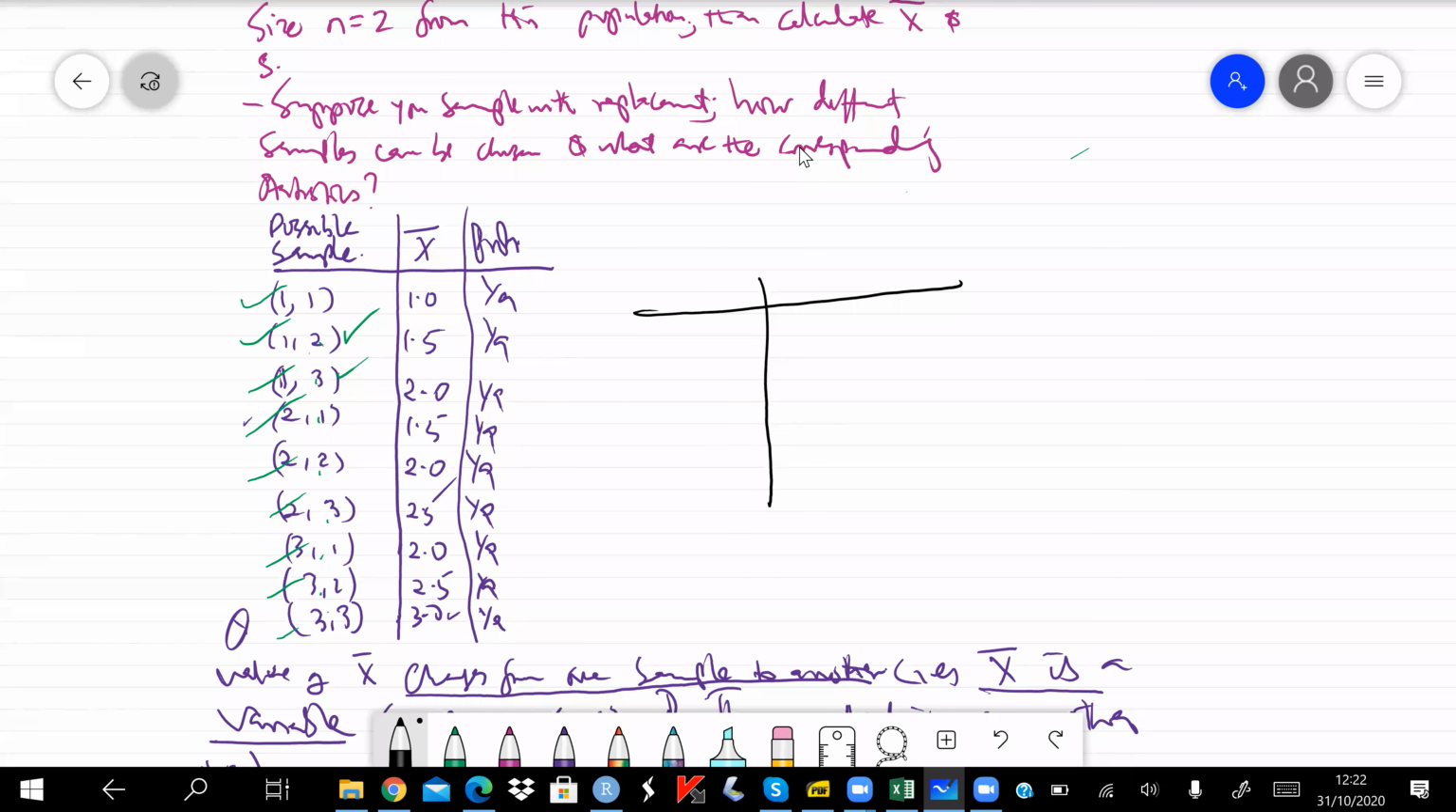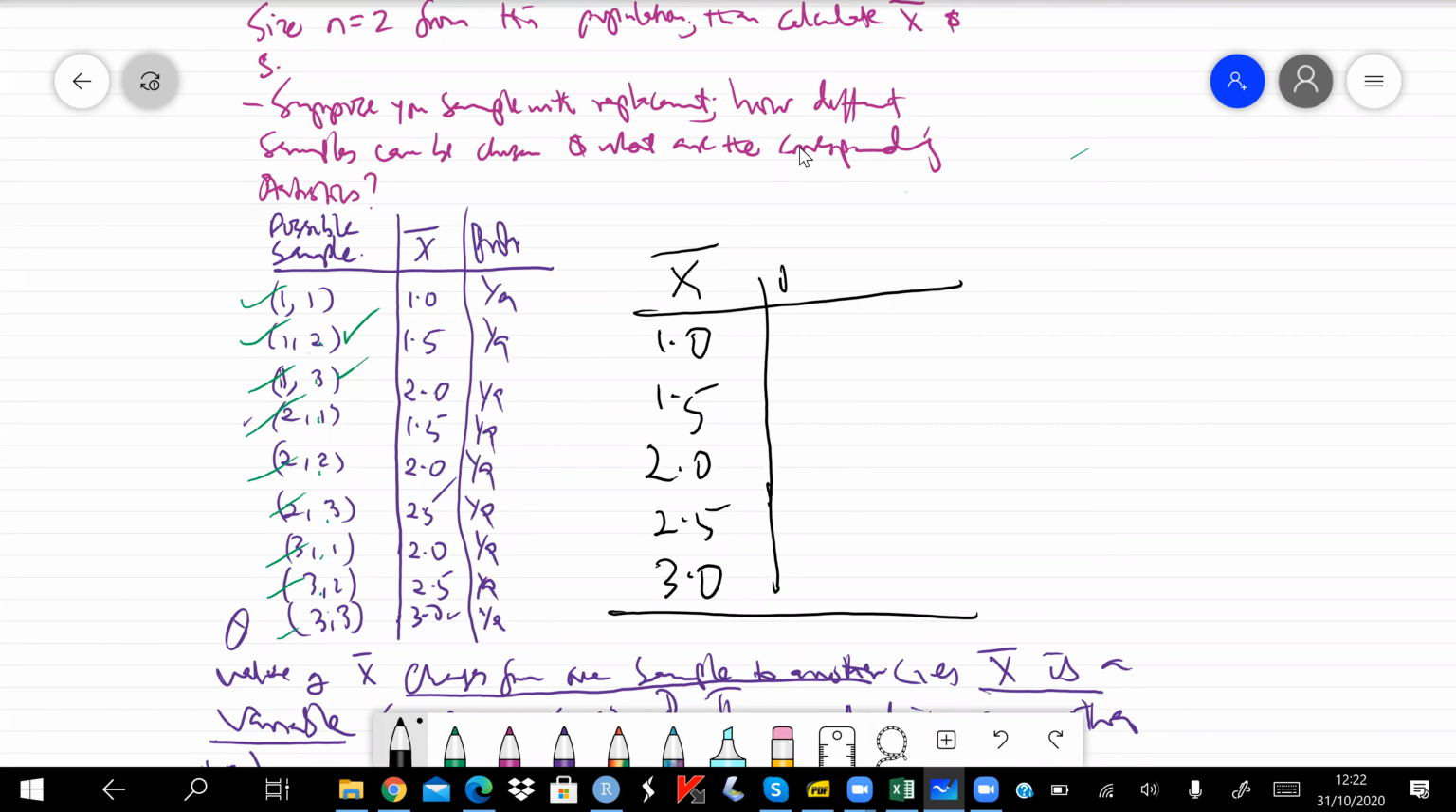So the possible values of X bar from this column here are 1.0, 1.5, 2.0, 2.5, 3.0. So X bar is taking those values only. Then from there, we can have a column for probability. We find the probability that X bar is equal to 1. You notice that from this column here, it appears only once out of 9. So the probability will be 1 out of 9.